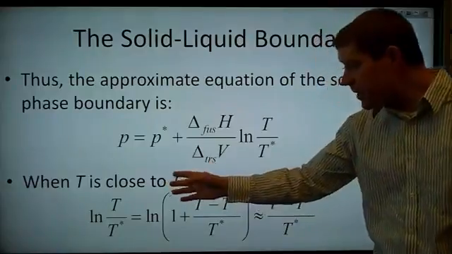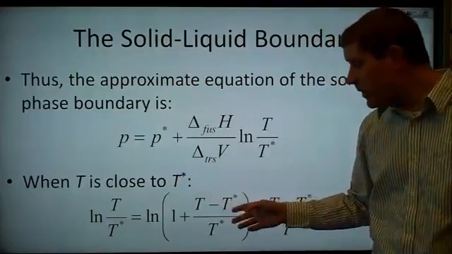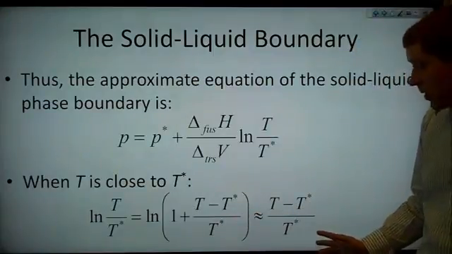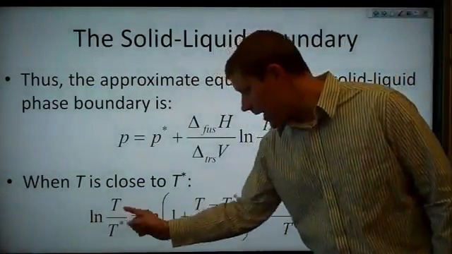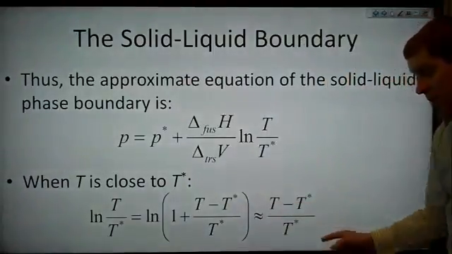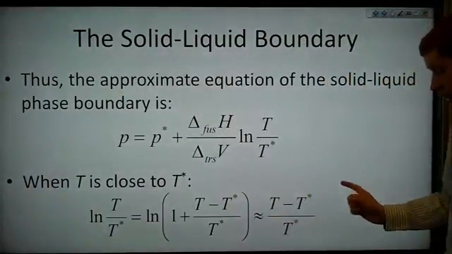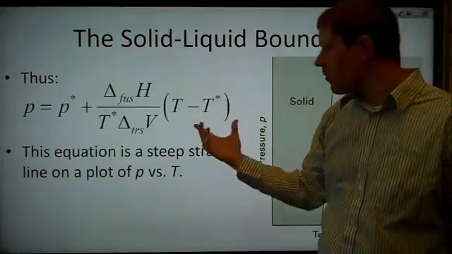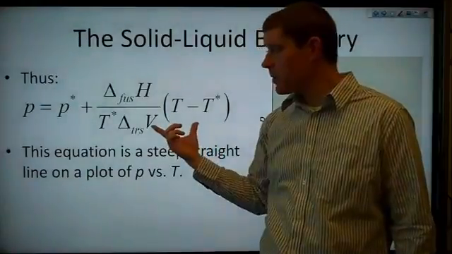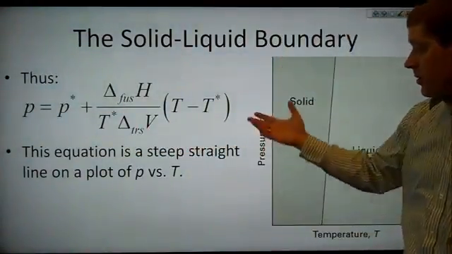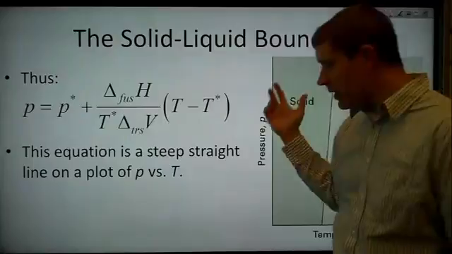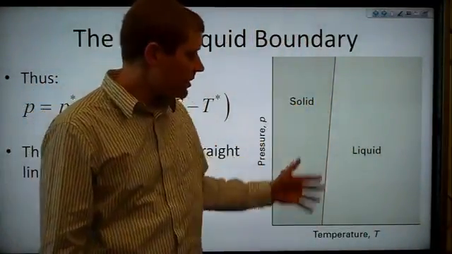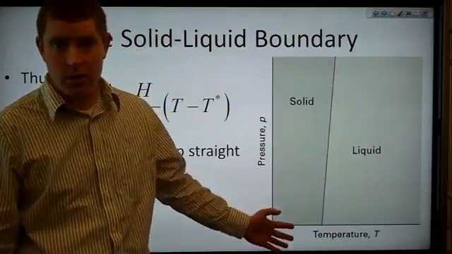So if the temperature is close to T star, then we get this approximation. We make this approximation, and so now our natural log is approximately equal to this value, T minus T star over T star. And therefore we can change our equation to be like this. So this equation is a steep straight line on a plot of pressure versus temperature, and so that's why the solid liquid curve looks like this.